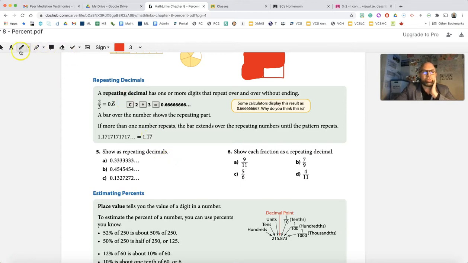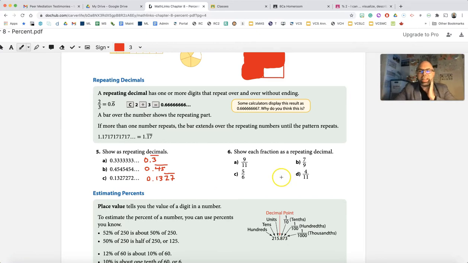Show as repeating decimals. So based on what we just read, this would be 0.3 with a bar over the top of it. This would be 0.45 with a bar over the top of it, both of those numbers. And is that actually repeating? Yes. Okay, so 0.1327. This is a very unusual number, right? And we've got to put the bar over the 27.